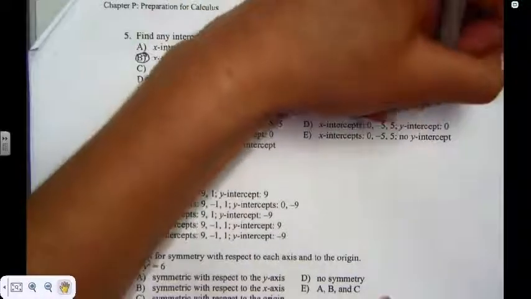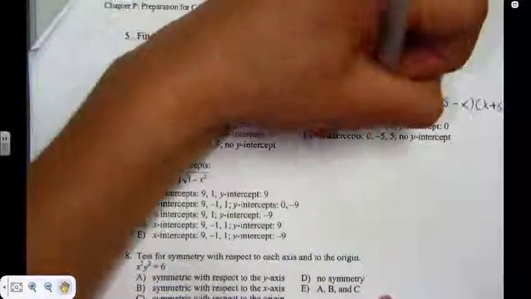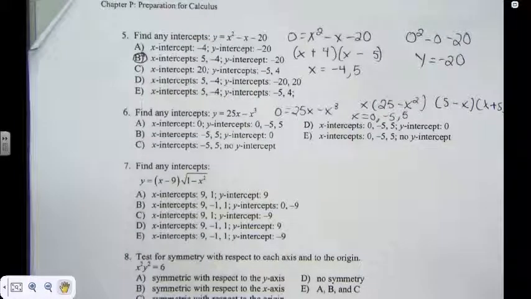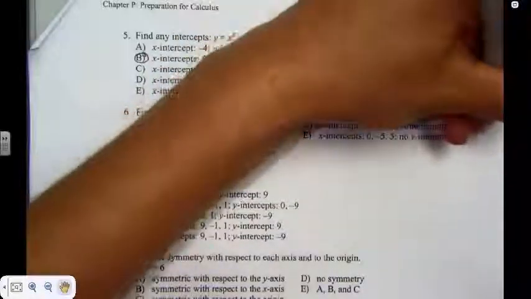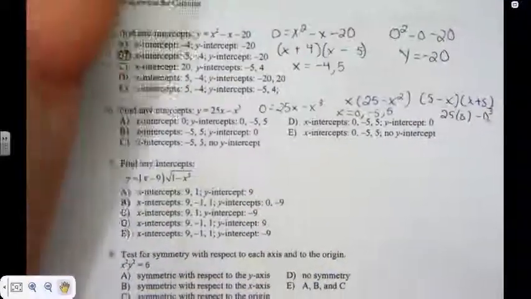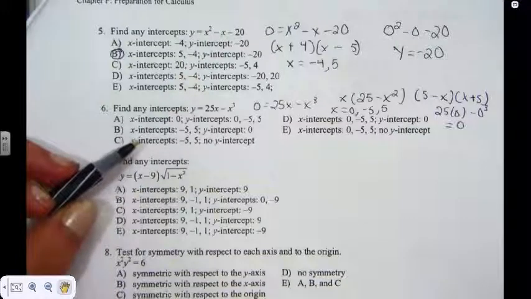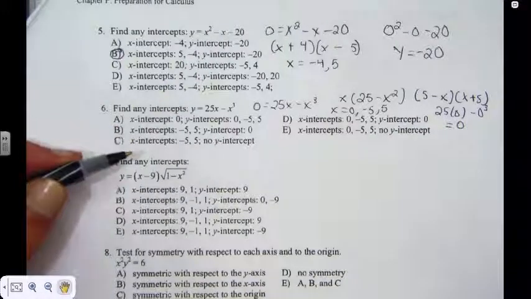Factor that out, so we know that x equals 0. And then when we factor this out, we have 5 minus x, 5 plus x. So x is also going to equal negative 5 and positive 5. Okay, so for the y-intercept, we set x equal to 0, so we have 25 times 0 minus 0 to the third, and then that just comes out to be 0. So the answer is D.